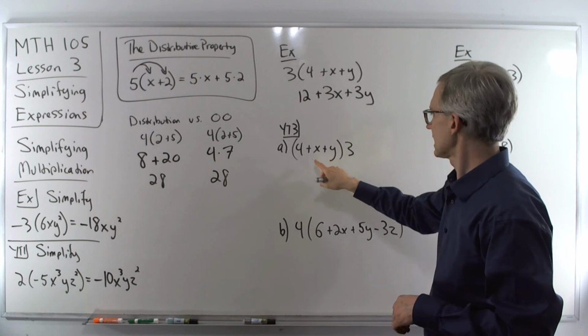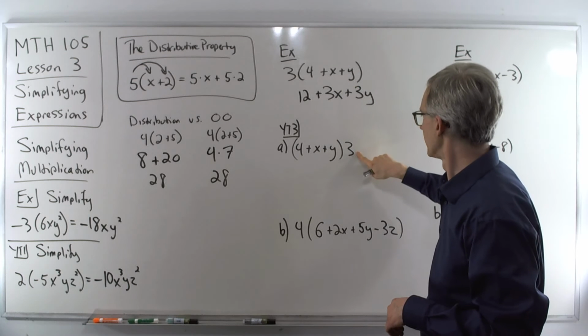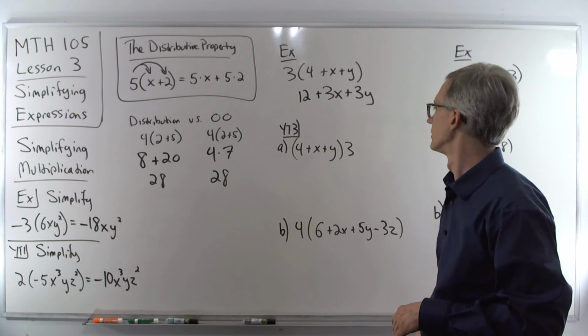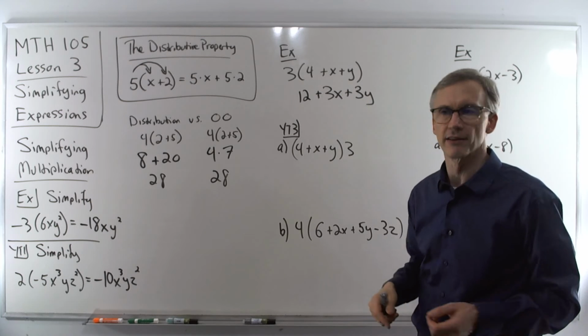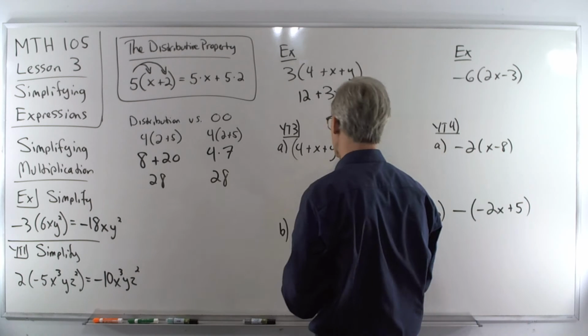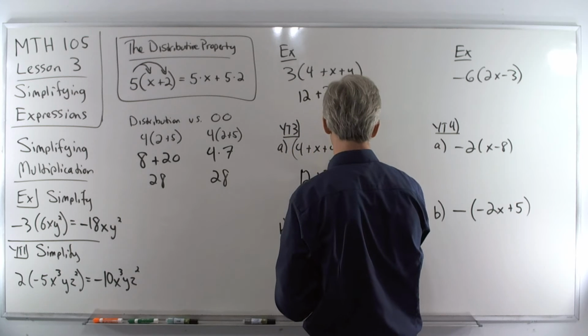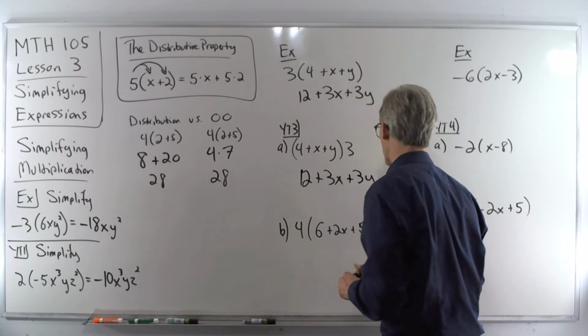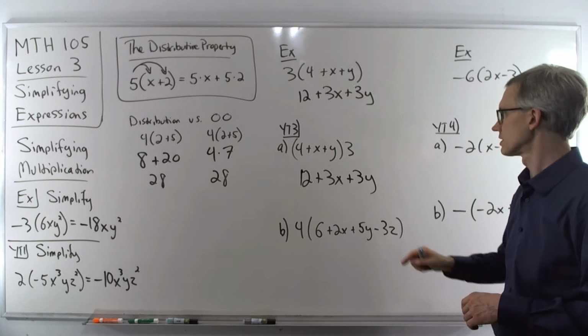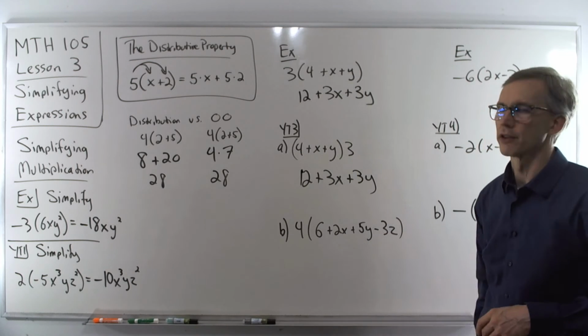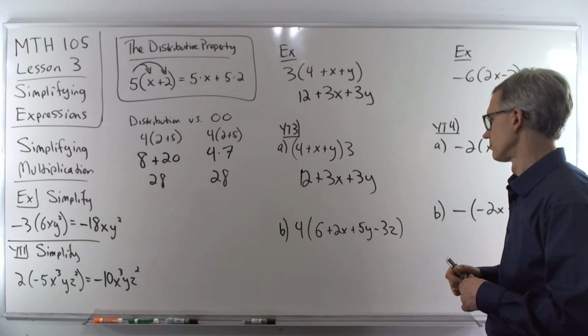So this one is actually the same problem, except the 3 is to the right instead of to the left. But it's exactly the same thing. 3 times 4 is 12. 3 times x is 3x. 3 times y is 3y. So it doesn't matter which side of the parentheses the number or variable goes on.